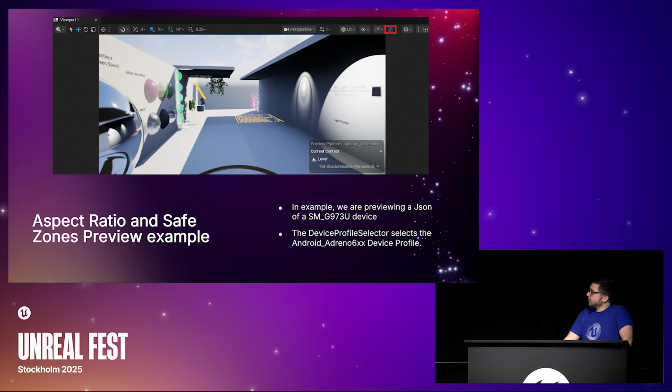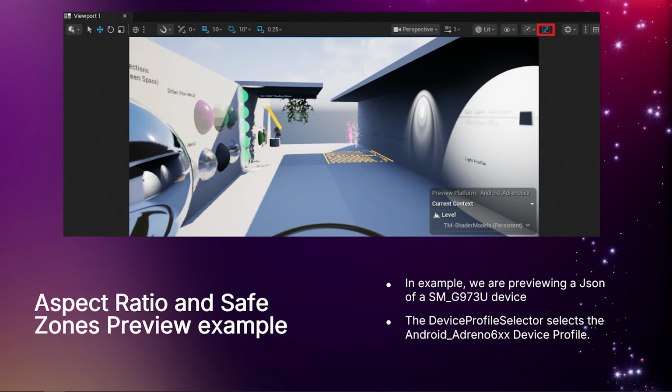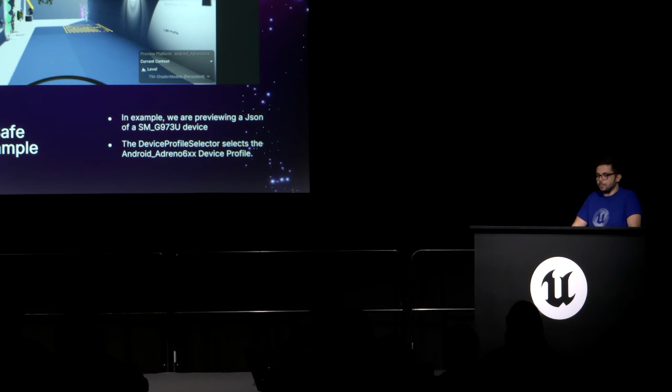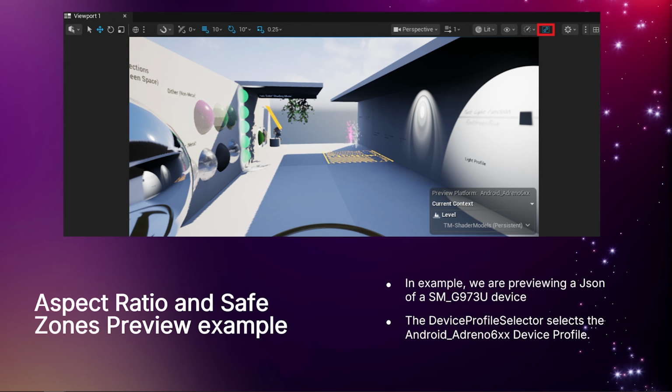An example you have here is we're using that S10, SM-G973U. We generated the JSON file before, and then we applied it. The JSON file was read. We read the safe zones, and we applied them in the editor viewport. You see on the left and right we have letterboxing, but you can also have top and bottom.